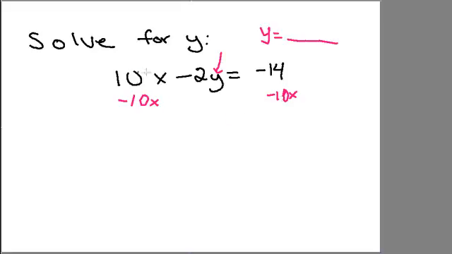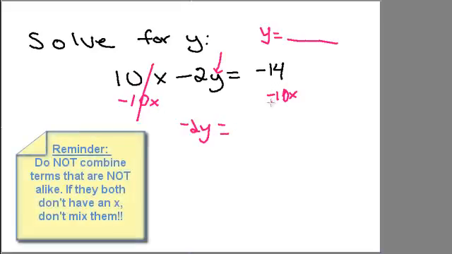Okay? Then on this side, these cancel out. And I'm left with a negative 2y, which is really important that you bring down that minus sign and make it a negative 2, otherwise it changes your whole problem. Equals, now, I'm not going to take negative 14 and negative 10 and end up with a negative 24x. These are not like terms. I cannot combine them. The 14 does not have x and the 10 does, so I can't combine them.